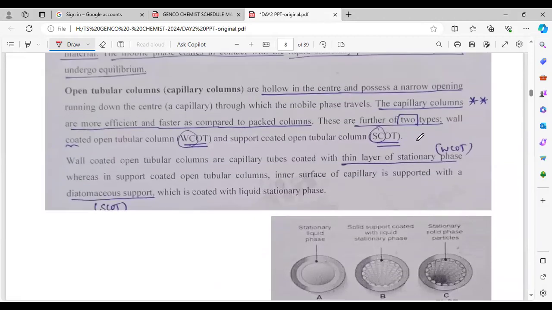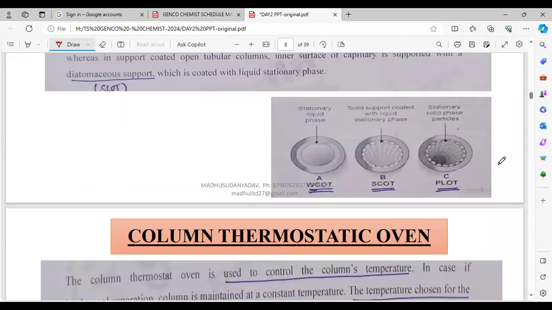Again, these open tubular columns are divided into two types: WCOT and SCOT. There is not a big difference, only the arrangement of the molecular structures in the phase is slightly different, but their function is more or less the same. WCOT stands for wall coated open tubular column, and SCOT stands for support coated open tubular column. Okay, so here for a basic idea, I gave you the structures of the columns, how they look inside. Look at this.